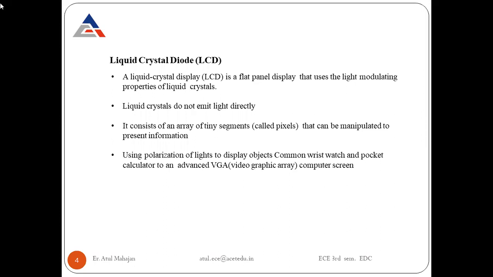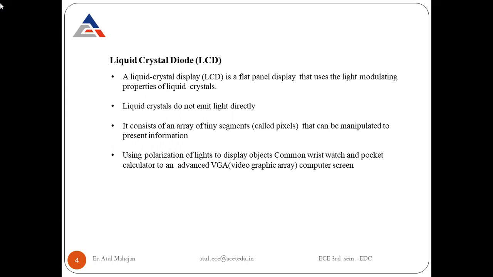Whenever we display any picture, we have its pixel quality. Whenever we click a picture from a camera, we see the amount of pixels which the camera has. The higher the number of pixels, the higher the quality of that camera is, and the clarity of the picture increases. So pixels are actually the content of a photo. It consists of an array of tiny segments called pixels that can be manipulated to present information.